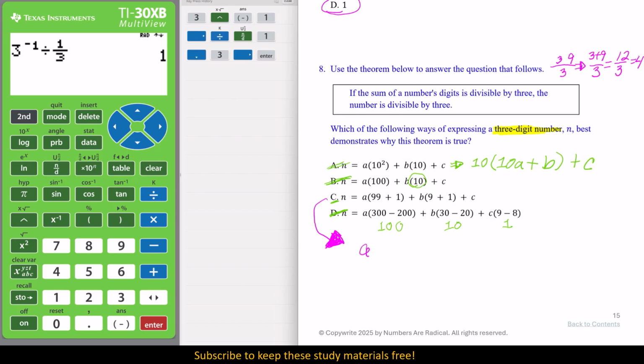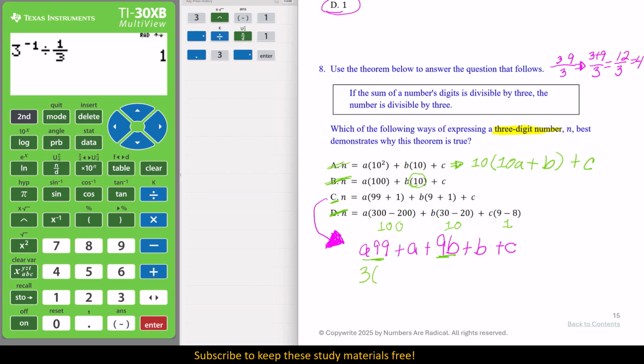So I have A times 99. Okay, I buy that. Plus A plus 9B plus B and then plus C. See how I distributed? Okay, we've got it distributed. So now there's some things we can put together here and here. Well, we want to divide by 3. So let's show that it's divisible by 3.